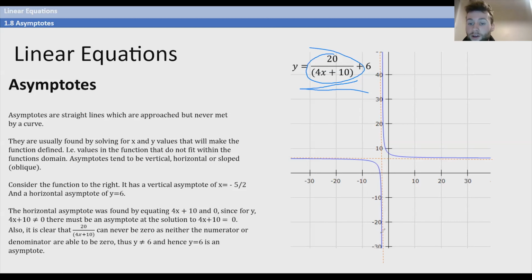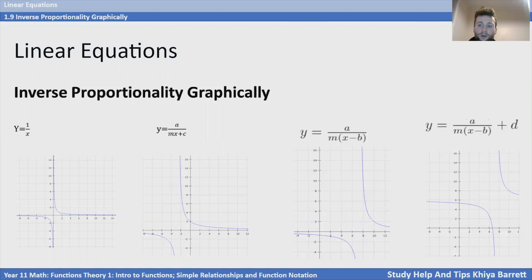So there is going to be this vertical asymptote when 4x plus 10 equals 0. And that is going to be, when 4x plus 10 equals 0, that vertical asymptote is going to be at x equals negative 2.5. Now, do the algebra. You got it.